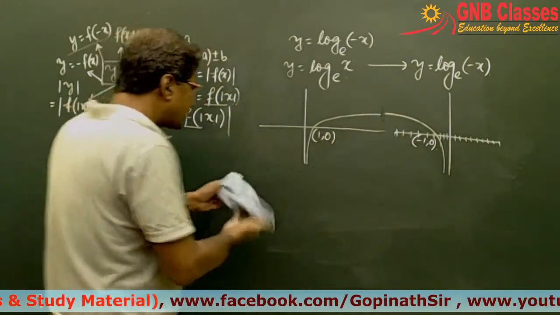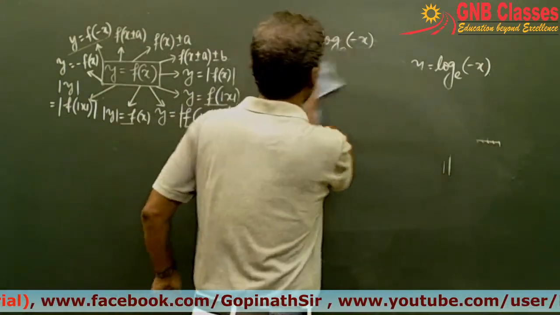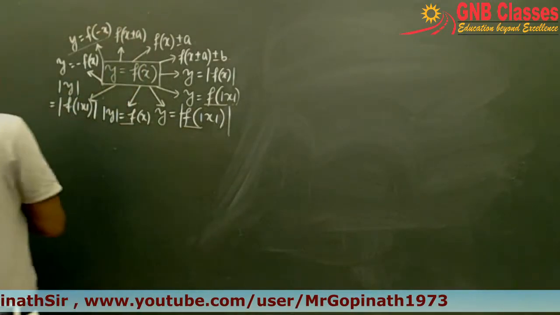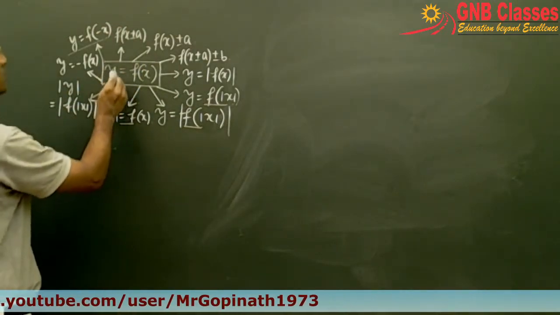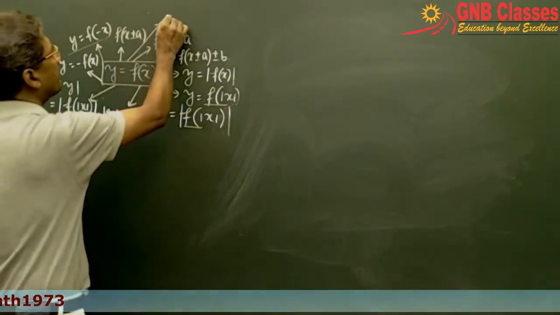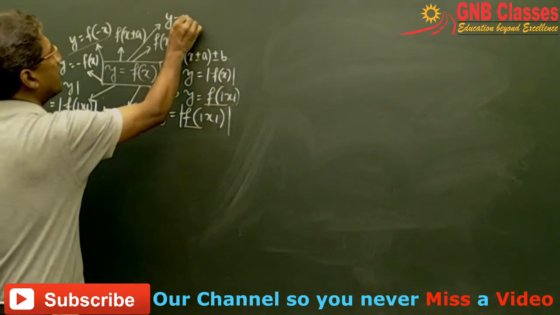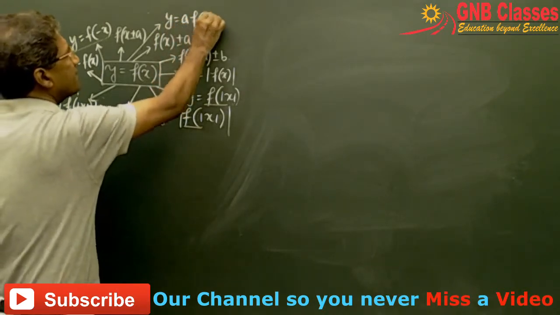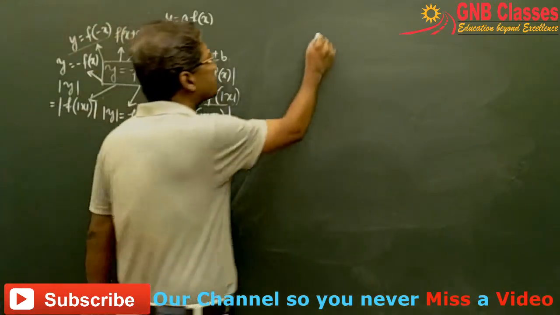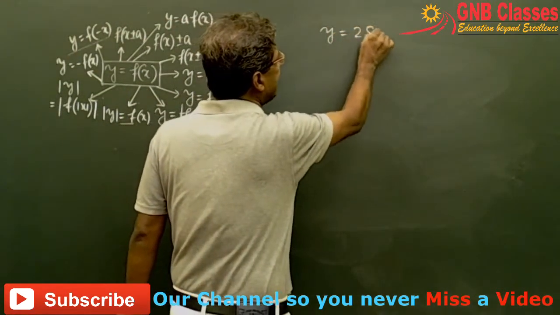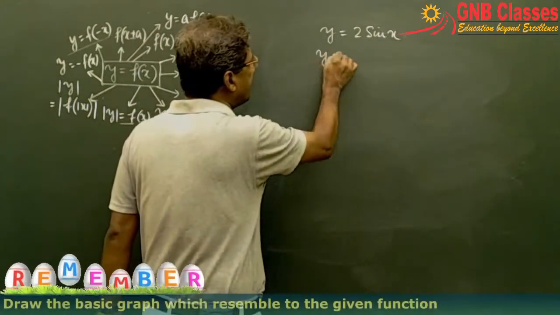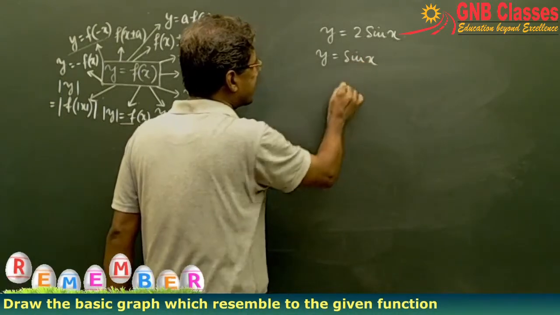Okay. Now, the next transformation is, let me write it here, y equals to a times f(x). Let me just draw the graph of y equals to 2 sine x. Listen to it very carefully. First you draw the basic graph, that is sine x.